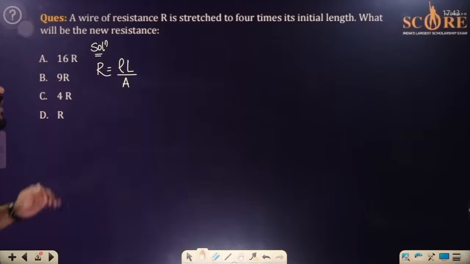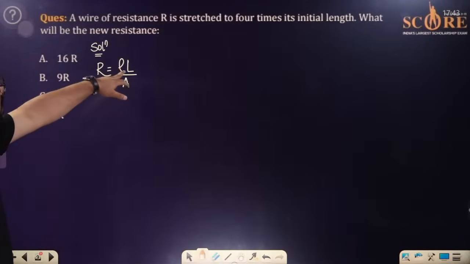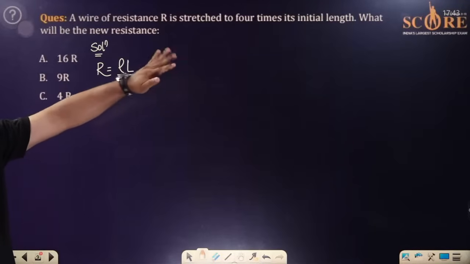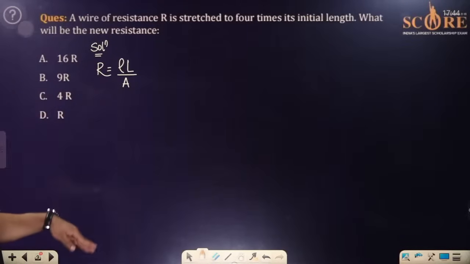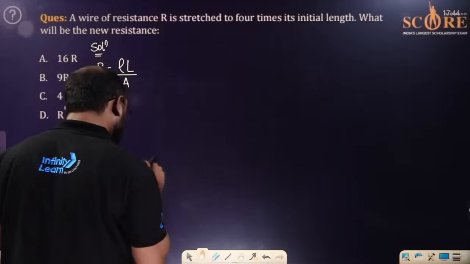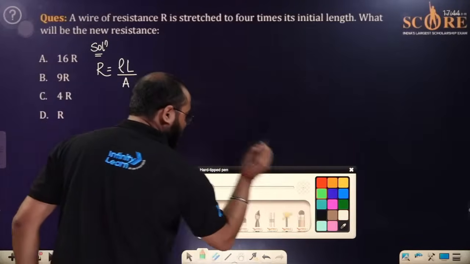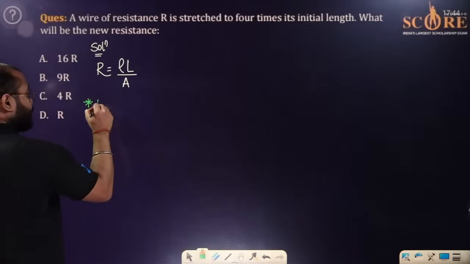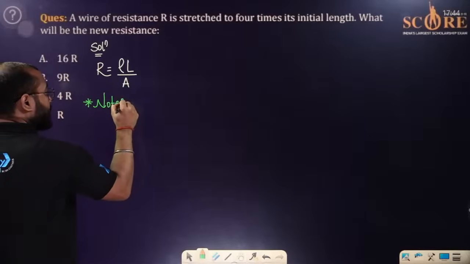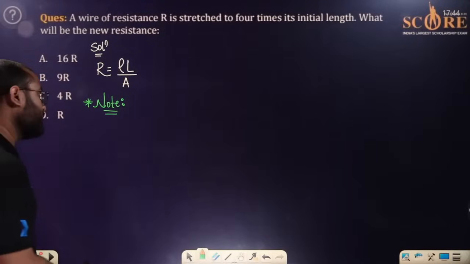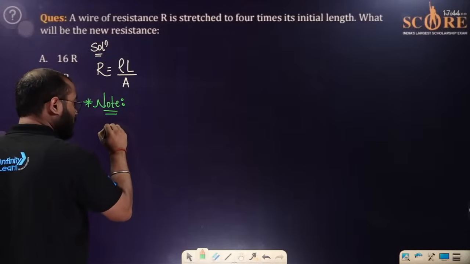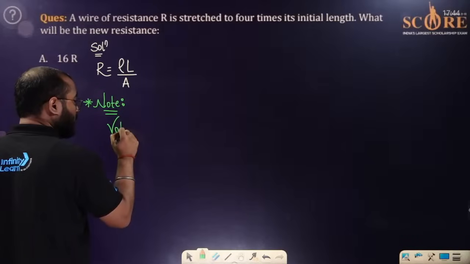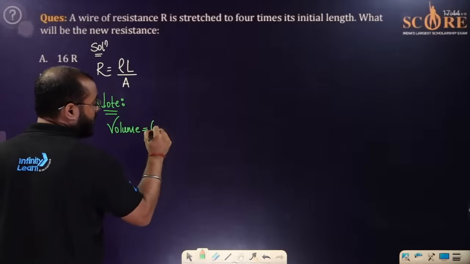Now, in this particular formula, what are the values that we have? The length is going to be stretched 4 times. It is going to be changed 4 times from the initial length. Now, what will be the new resistance? In this type of question, there is one concept that is required. What is that concept? Please do note it down. Until and unless it has been said otherwise, please do remember in this type of question, we have to maintain volume, which should be constant.